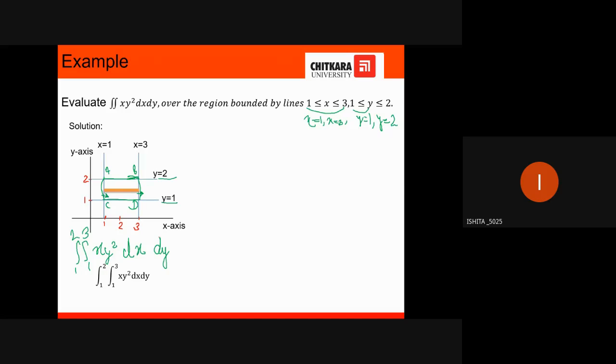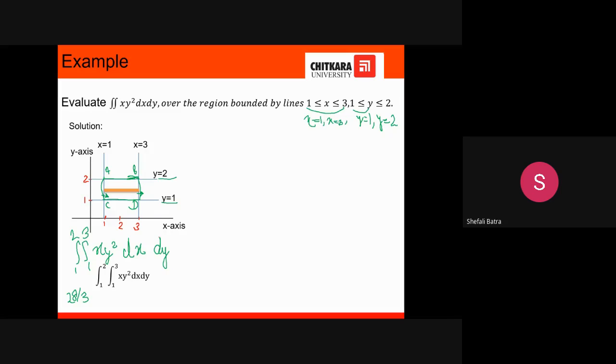Ma'am, it's 28/3. Let's wait for 2 more answers. Okay, Nitesh also has given the answer 28 by 3. Ma'am, it's 28 by 3. Good.